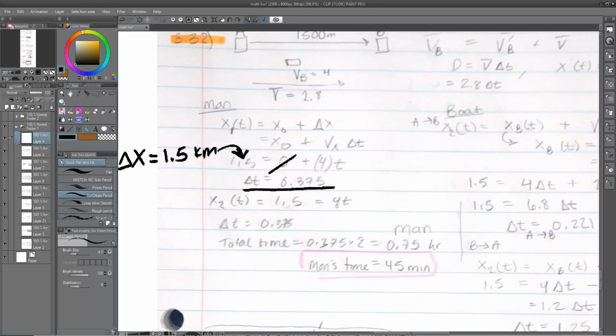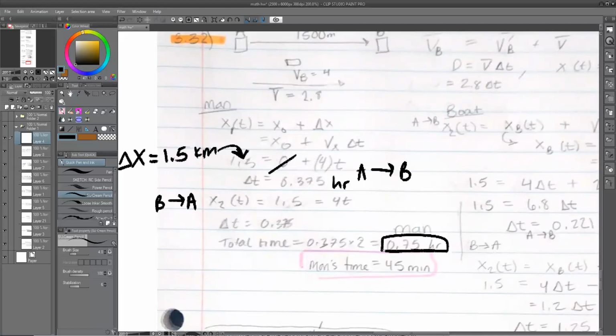So the change in time is 0.375 hours, I think. And this is just from A to B. Now we're going to do from B to A. So this is B to A. This is in reverse. This is the man walking back to the origin. It's the same exact thing because the man is not dealing with the river. So the man has to travel 0.375 hours times 2. So the total time that the man takes is 0.75 hours.